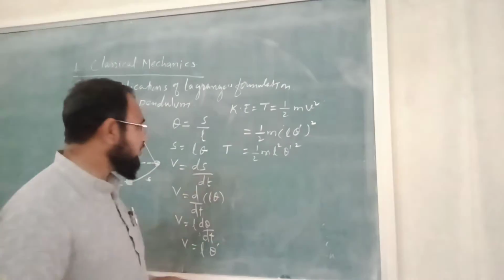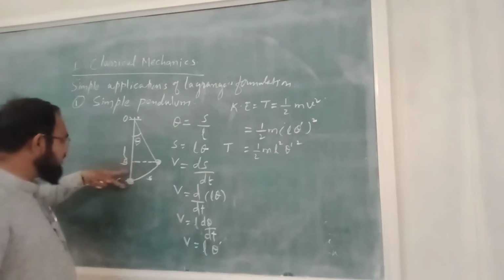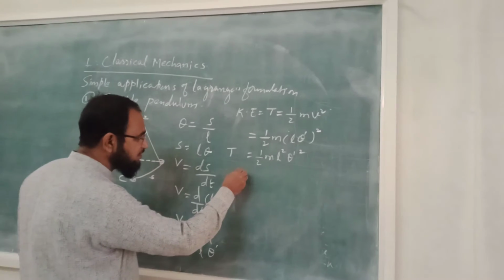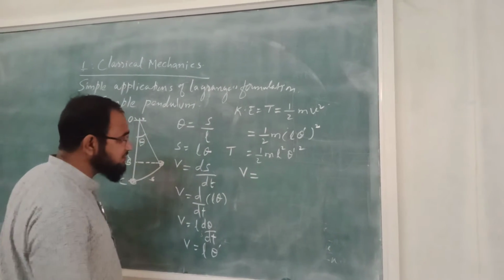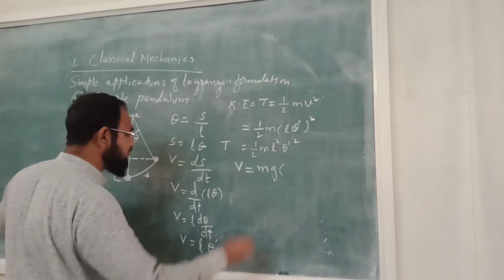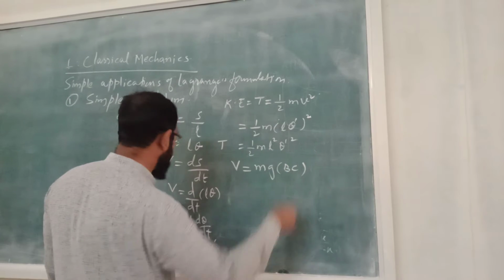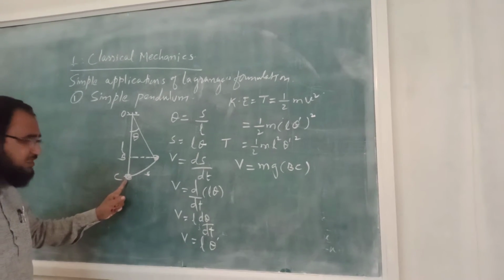Now I will find the potential energy. Potential energy means up to the height BC. So here potential energy V is equal to mg into this distance BC. Potential energy at this point is 0.